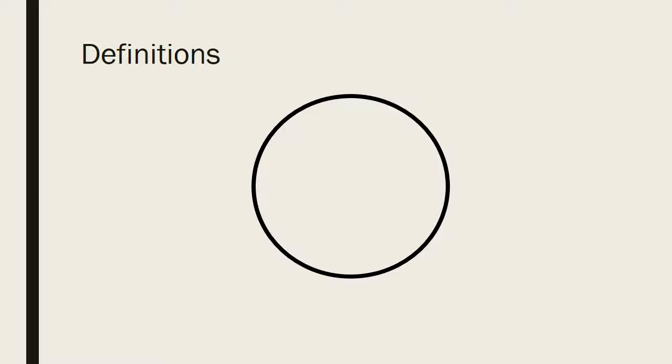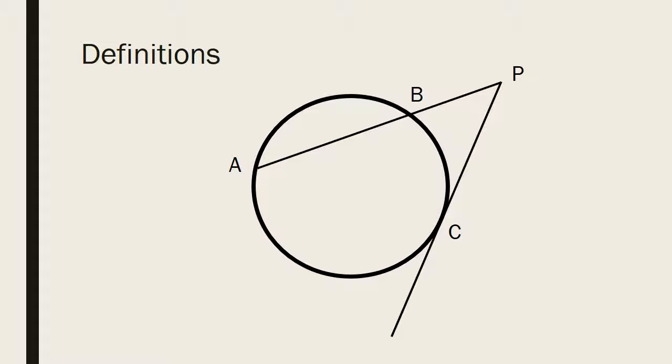First of all, a secant line is a line which intersects a circle at two given points. A tangent intersects the circle at one point, and the point at which the circle and the line intersect is the point of tangency. The tangent line is also perpendicular to the radius at the point of tangency.